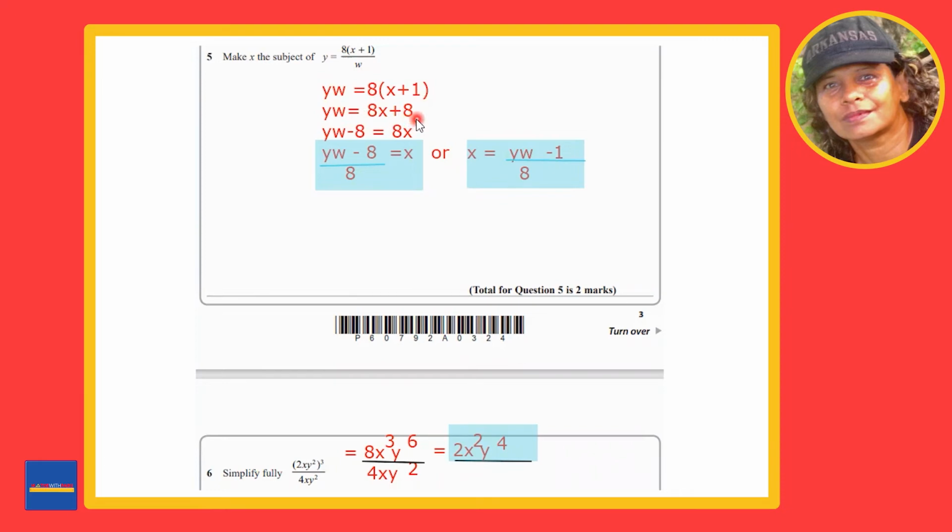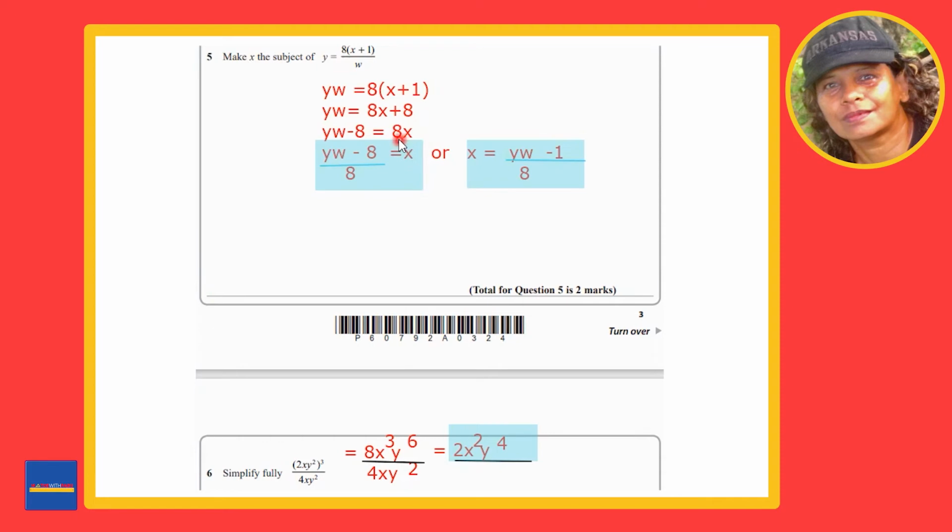Then we have to keep in mind that we want to make x the subject. So we keep the 8x on the right hand side, and we move the 8 to the left hand side. So we have yw minus 8 equals 8x. Now remember, we want to make x the subject, so we want only x and not 8x. So the only way we can do that is to divide both sides by 8.